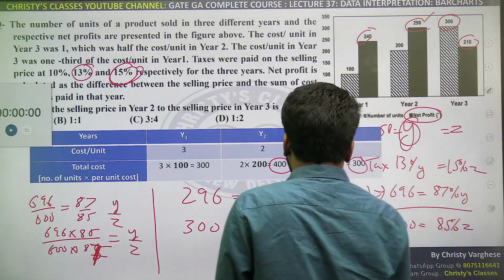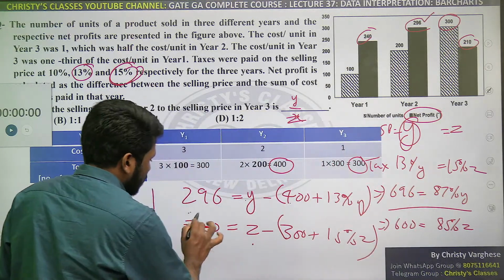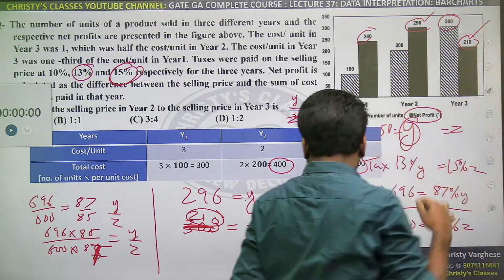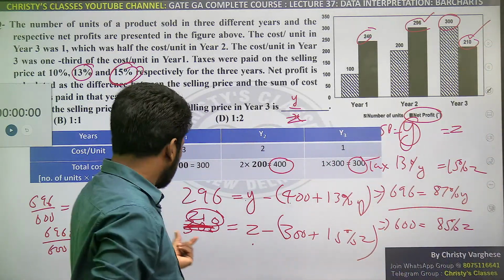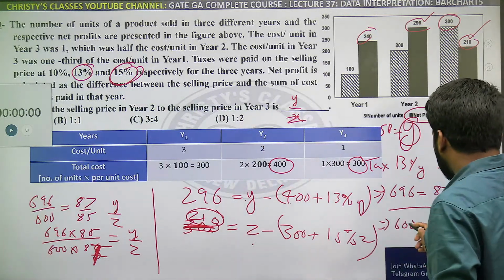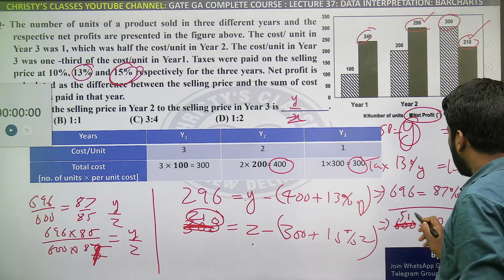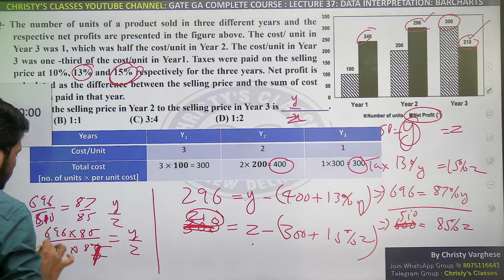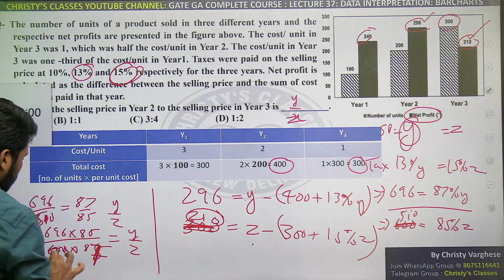Okay, sorry, I made a mistake. This is 210. Sorry, all of you correct it. Net profit in year 3 is 210. 300 is a cost price. Yeah, accordingly it will change many things. So this 600 will change as 510. So here also 510. 510, 510. Yeah, accordingly cancel it.